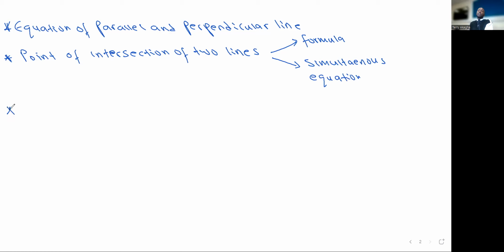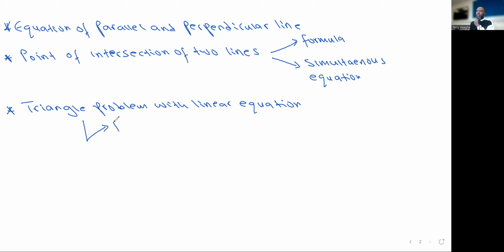Then when I'm done with the point of intersection, the next thing I'm going to talk about is the triangle problem. How do we use the triangle problem with linear equation? There I'm going to talk about how we find the perimeter, and also how we find the area.